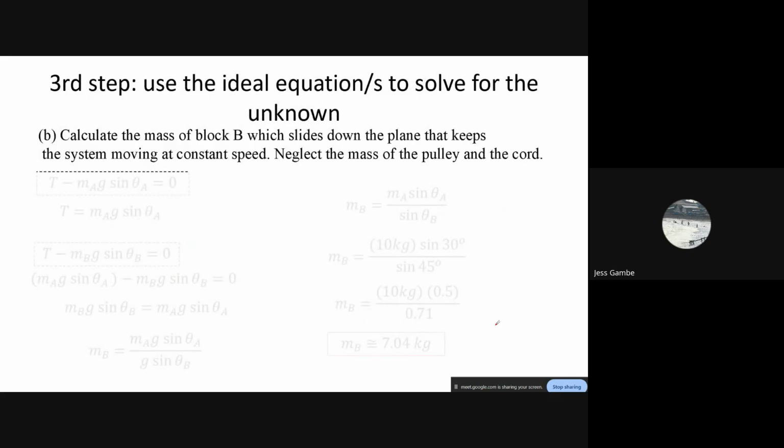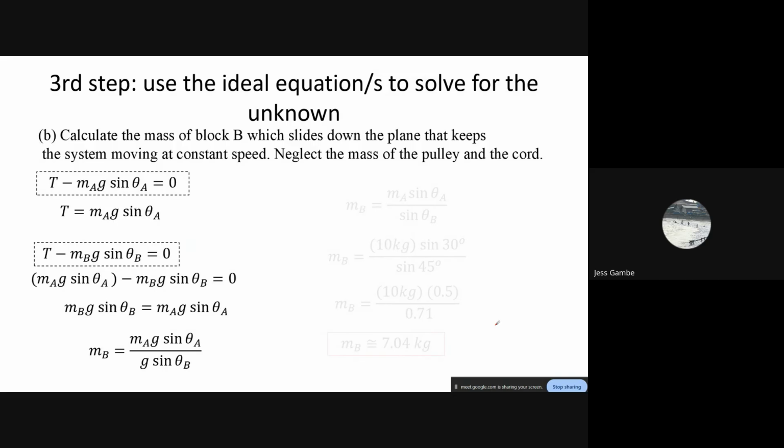Now, to calculate the mass of block B, which slides down the plane that keeps the system moving at constant speed, we neglect the mass of the pulley and the cord. So that means the tension is just MAG sine theta A. Tension is also equal to, from mass B, MBG sine theta B equal to 0. But we know that earlier the tension is this one. So substituting here, we get this expression.